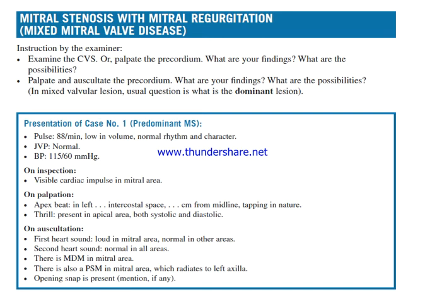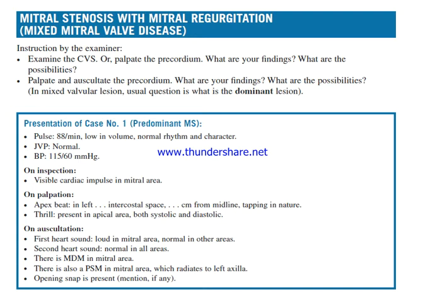Mitral stenosis with mitral regurgitation, mixed mitral valve disease. Instruction by the examiner: examine the CVS or palpate the precordium. What are your findings? What are the possibilities? Palpate and auscultate the precordium. What are your findings? What are the possibilities?